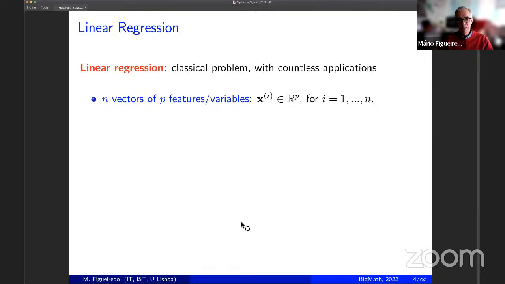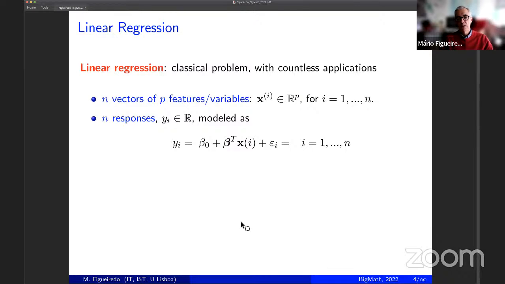So we have n vectors of p features. This is classical n and p: n, the number of points, and p, the dimension of the feature variables, or the explanatory variables; depending on whether you're a statistician or a machine learning person, you call it different things. And then you have n responses, which in the simplest case are just real numbers, and you model the responses as some offset plus some linear combination of the variables plus some noise term. And this equal sign here is wrong. And you do that for n samples.